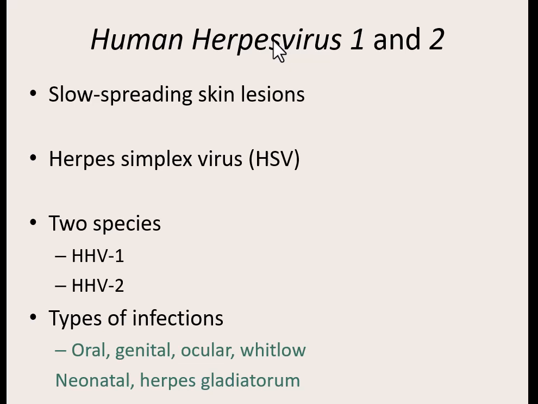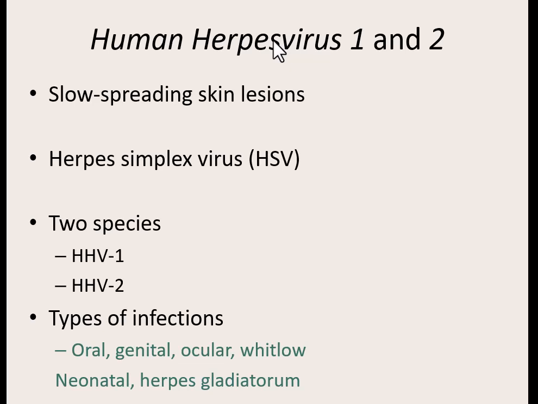The first 2, human herpes virus 1 and human herpes virus 2, are the most commonly known herpes viruses out there. They both cause slow spreading skin lesions, so you're going to have lesions on your skin. It used to be called the simplex virus, and so you would still sometimes hear it called the herpes simplex virus. It's now officially called human herpes virus 1 and human herpes virus 2, so there are 2 species, and we talk about them together.